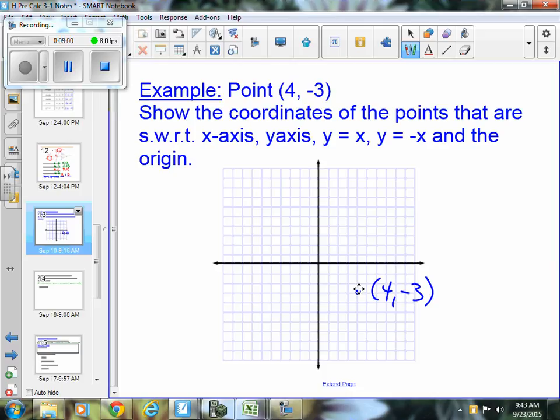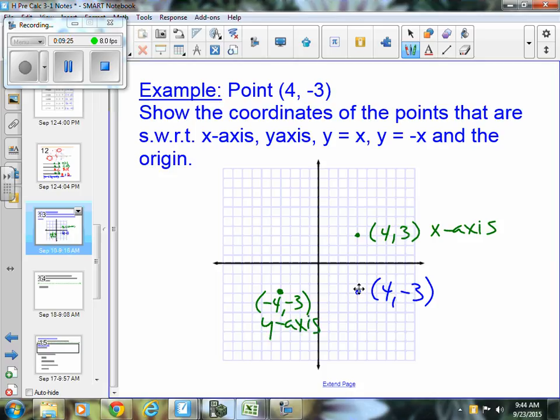Okay, so here are our points. So if we want to do, let's do x-axis first. So that means the y changes sign. So we'd be at the point 4, 3, and that would be x-axis symmetry. Okay, if we're going to have y-axis symmetry, we have to flip across the other way. So that would be -4, -3. So that means the x changes sign.